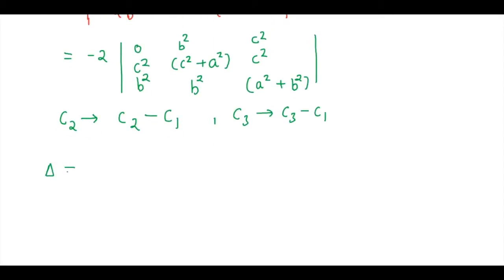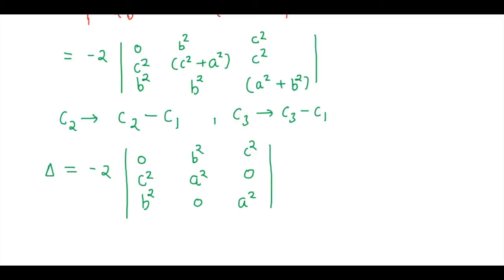So now the value of del will be minus 2, no change in column number 1, so it is 0, c square and b square. In column number 2 there is subtraction of column number 1, so the first term is 0, so b square will remain the same. The second term is c square, so I will get a square. You will subtract c square from c square plus a square, you will get a square, and then b square minus b square, you will get 0. A little bit simple. Similarly in column number 3, we will subtract C1. The first term will remain the same, c square, and the second term will become 0, and the third term will become a square. Okay, so a little bit simplified.